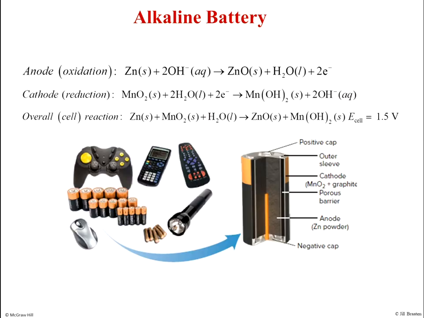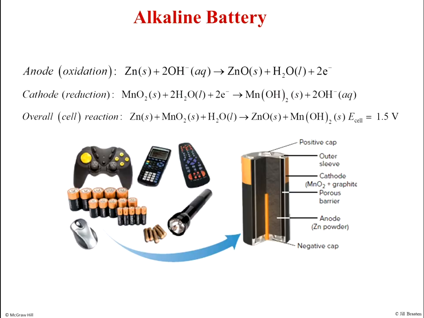You've got zinc metal with a paste of potassium hydroxide, and that's in equilibrium with zinc oxide solid. And then our cathode is manganese(IV) oxide with water, producing manganese(II) hydroxide. And if we combine this together, we see the overall cell.